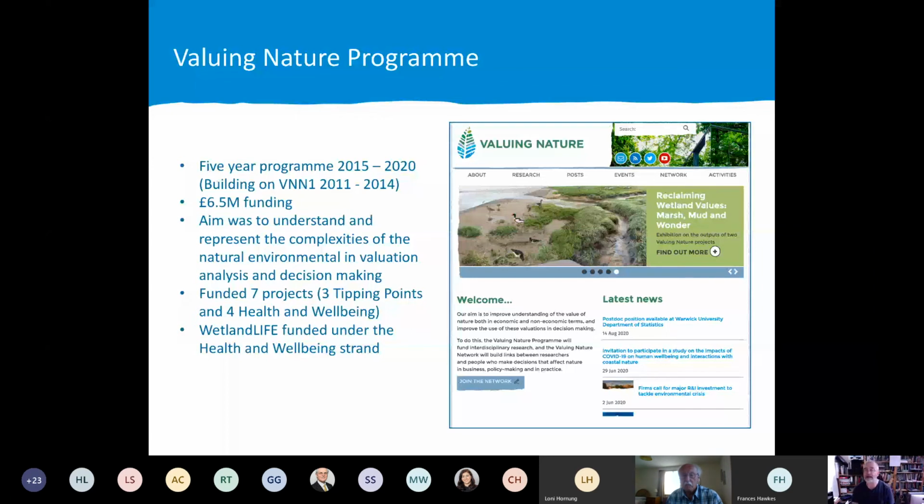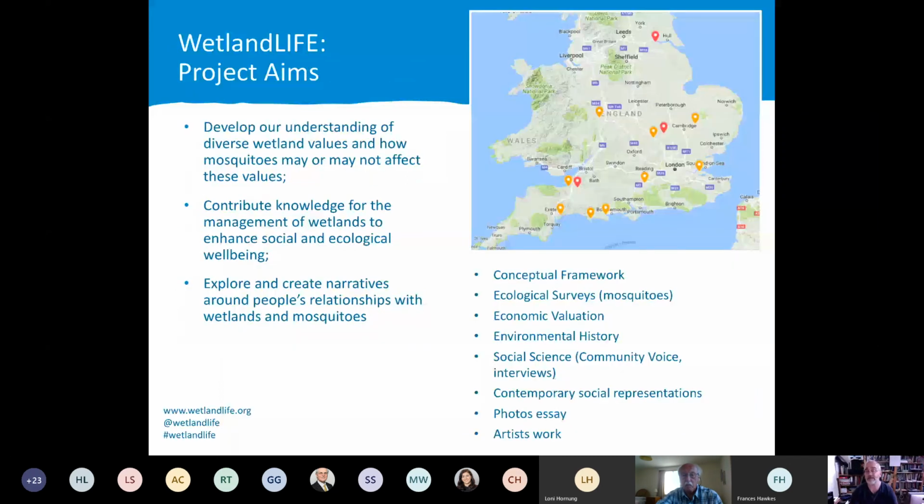And in broad terms, the wetlandLIFE was a broad interdisciplinary project, and it had 3 broad aims: to develop our understanding of diverse wetland values and how mosquitoes may or may not affect these values, contribute knowledge for the management of wetlands to enhance social and ecological well-being, and explore and create narratives around people's relationships with wetlands and mosquitoes. So right from the outset, wetlandLIFE was about focusing on mosquitoes within a broader context of wetlands more generally.